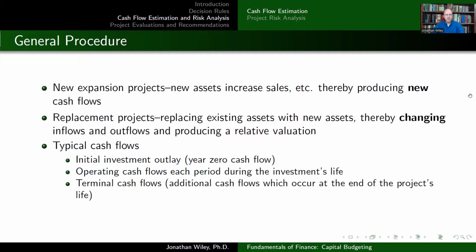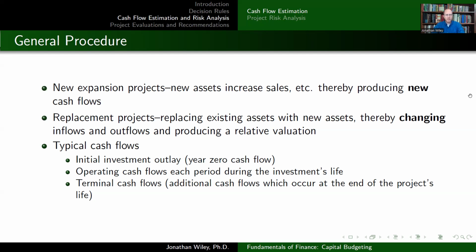So first, let's look at a new expansion project. If I have a new expansion project, what I'm typically looking at is a purchase of a new asset that's going to have new cash flows. So a new asset that would be expected to increase sales, increase maybe cost savings, maybe increase various expenses. So a whole series of new cash flows associated with a new expansion project. So it's all about new cash flows for that.